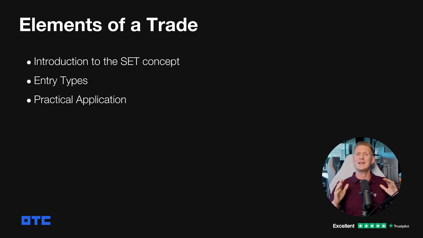Welcome back to Module 2 of the Blueprint course. In Lesson 7, we are diving into the key elements of a trade and introducing you to our set approach: stop, entry, and target. You will learn everything you need to know about setting up your trade, from choosing the right entry, placing an effective stop, and defining your target. We will also explore different types of entries and, as always, bring it all together with a practical application session.